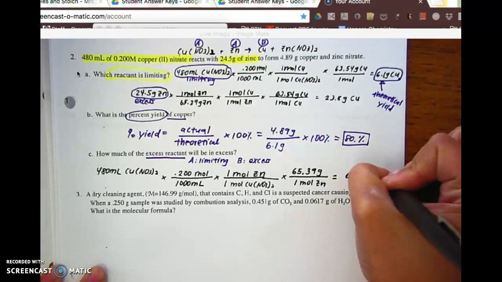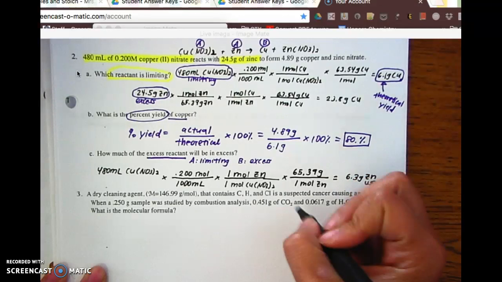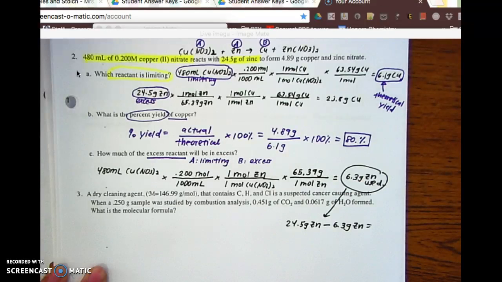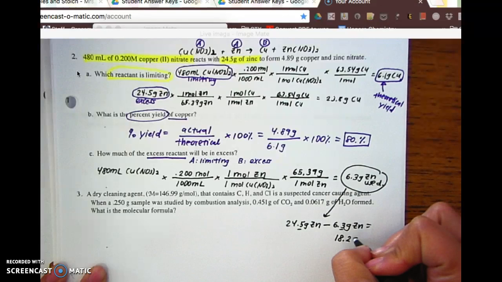The problem didn't ask me how many grams of zinc would be used, though. They wanted to know how much is in excess. So to calculate that, I ran out of space, but I'm going to add on to the bottom over here. We began with 24.5 grams of zinc. So I'm going to take the amount that I actually had in the lab, and then take out how many grams of zinc were used, the number that we calculated over here. Then you would get however many grams of zinc we had in excess. And because we're subtracting and we need to go to one place after the decimal, we have 18.2 grams of zinc in excess. And that is all.